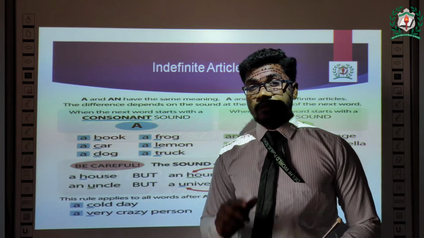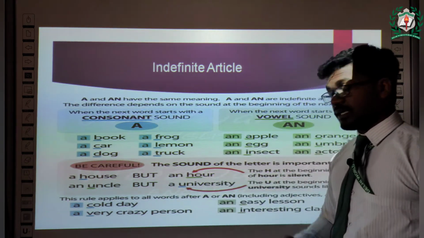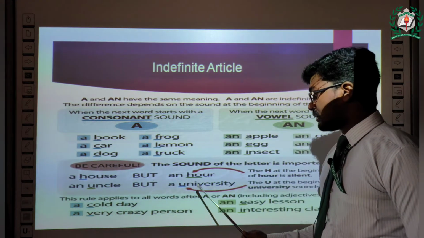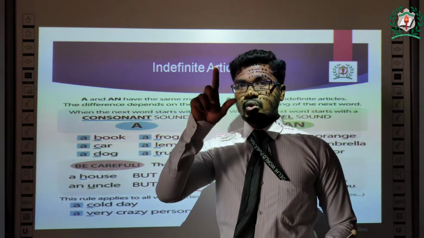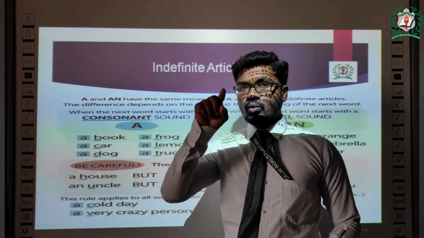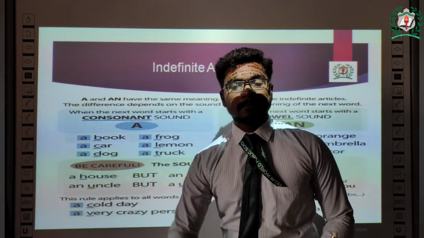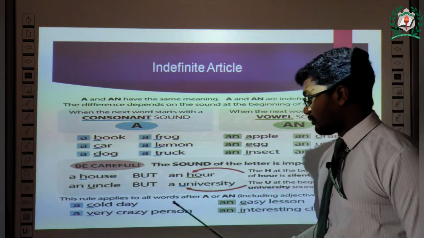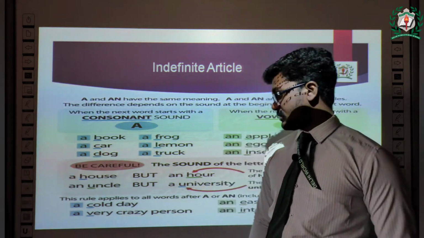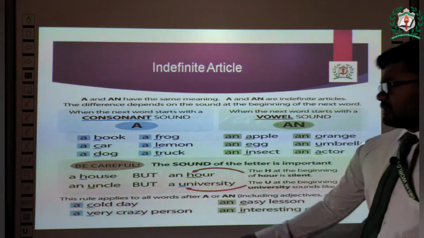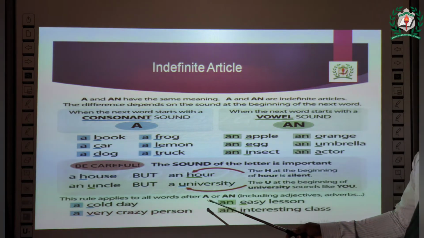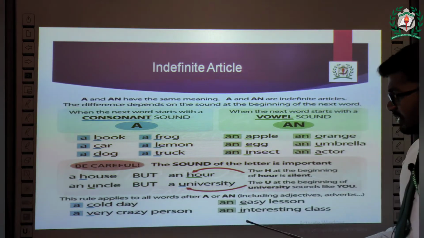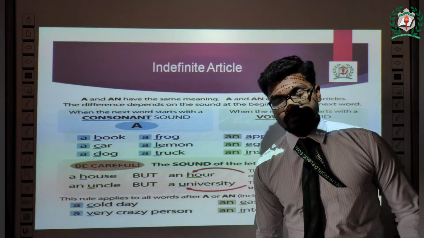So we have to use A here, and that is the difference between an uncle and a university. When you are pronouncing U, Y-O-U, Y is not a vowel, so we are using A here. So this rule applies to all words after A and an, including adjectives. So it is very easy. I have clarified very clearly to you.